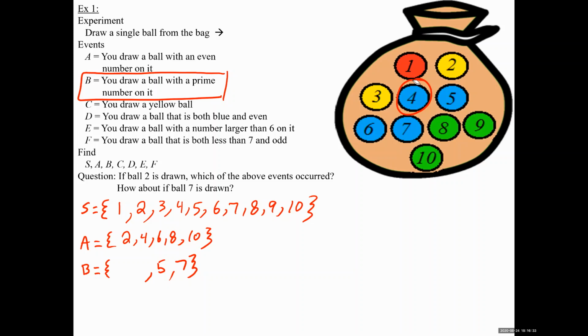2. So that's not prime. Let's go to 3. 1 goes into it, 3 goes into it. Does anything else go into it? No. So it is prime. Let's go to 2. 1 goes into it, 2 goes into it. Nothing else goes into it, so it is prime.